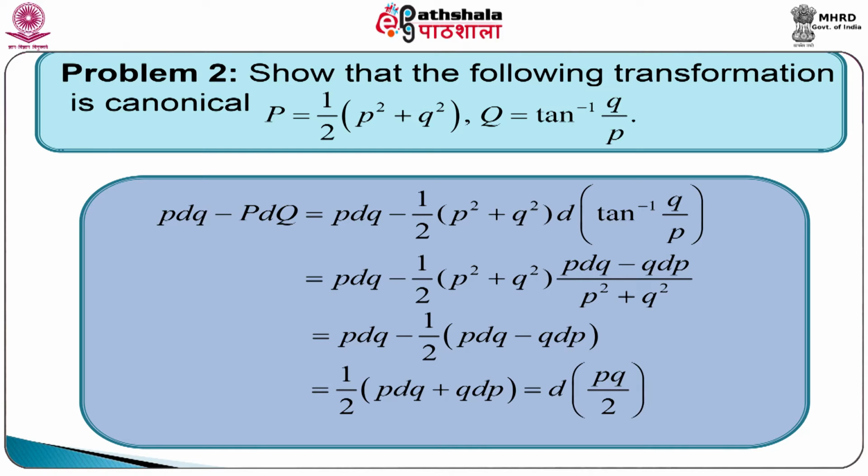These three terms in the third line on the right hand side can be combined as d of pq divided by 2. So, the left hand side p into d of small q minus capital P into d of capital Q is an exact differential. So, the given transformation is canonical.